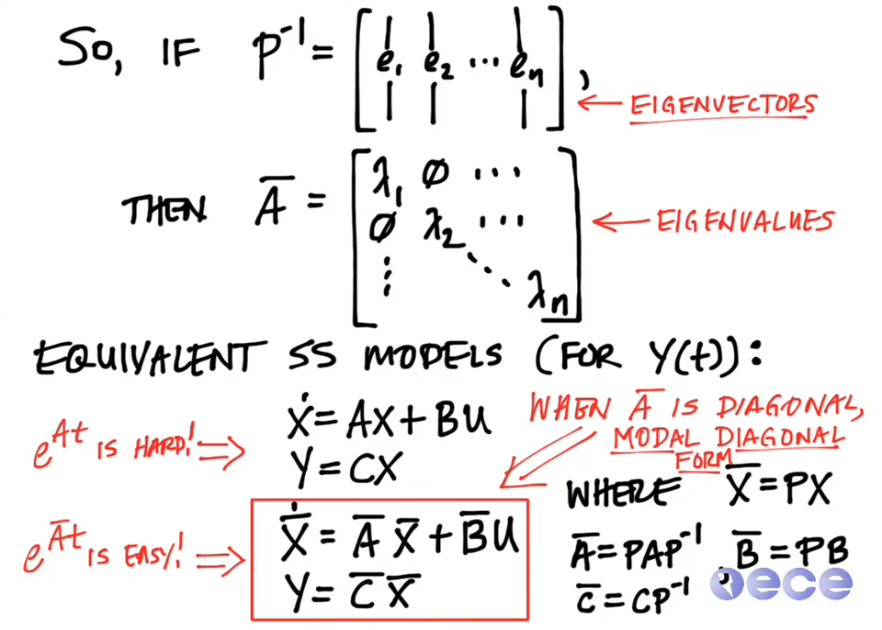So if you want to determine the modes of the system, in fact, you don't even need to calculate P inverse. You can just look at the eigenvalues to find out what the modes of the system are going to be, which will tell you about e to the A bar times t.